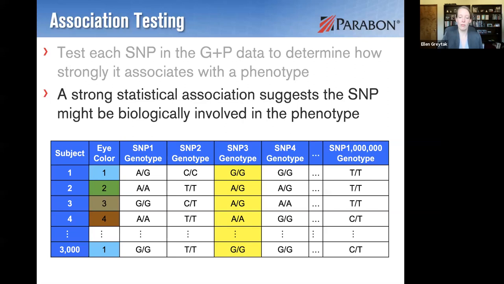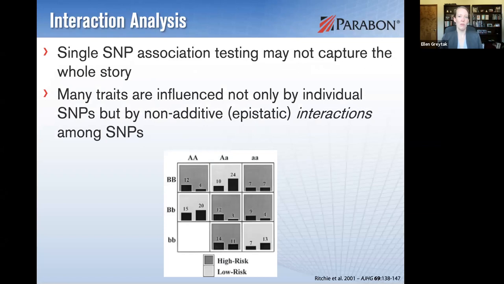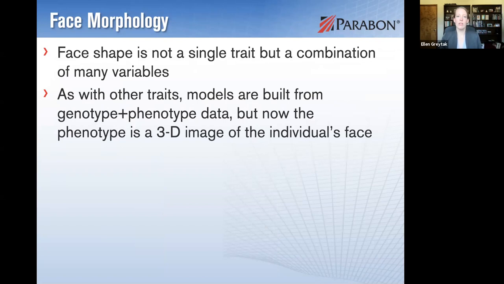And of course, things get more complicated than that. I'm not going to go into this, but many traits are also influenced by the interaction between SNPs, which can be really difficult. But that's the idea. We're looking for a statistical association between the genetic markers and the physical trait.